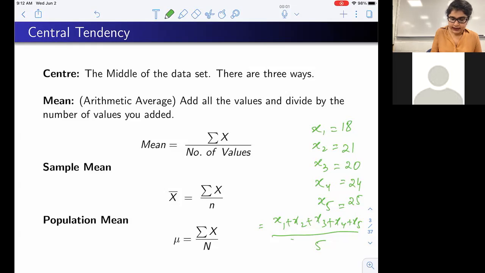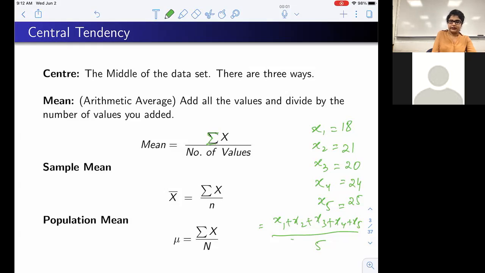Mean is the sum, and the sigma sign we use for the sum. X is a variable, and I'm writing divided by the number of values, but we are assigning symbols for these things with respect to sample space and with respect to population. If you are taking the sample mean, we represent it with X bar, the little line on top of the X variable. This will give you the mean of the sample space.